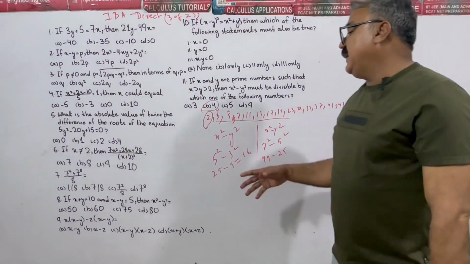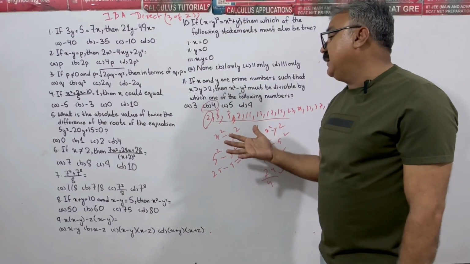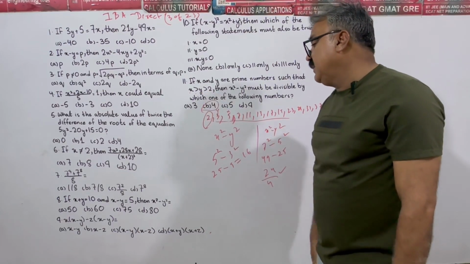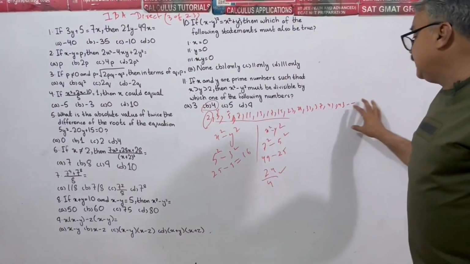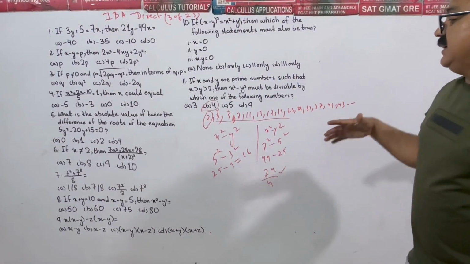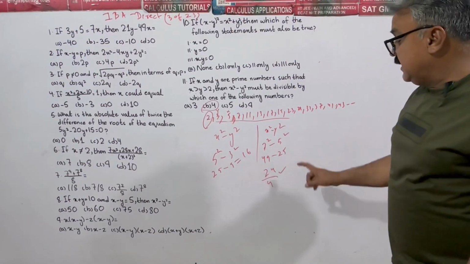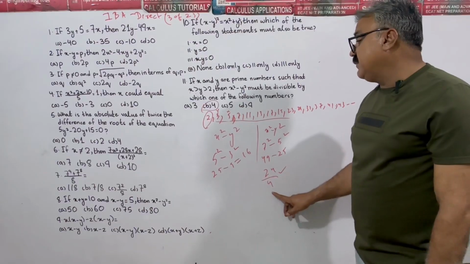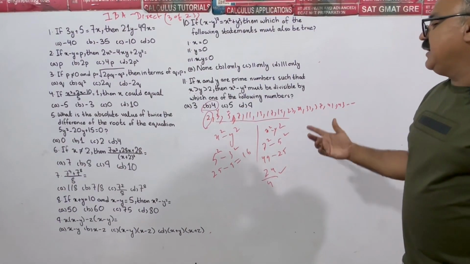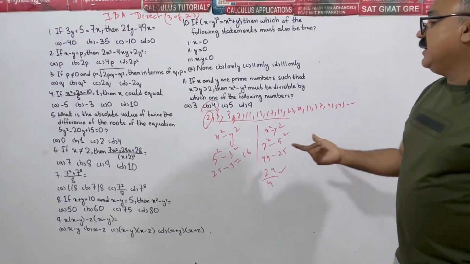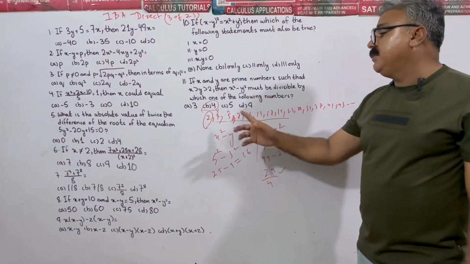This means if x and y are both prime and neither of them is equal to 2 or 1, then we have to take odd prime numbers. These are the list of some first prime numbers. Take any two; the difference of their squares must be divisible by 4. Whatever you choose, x is greater than y, both odd and prime, then it must be divisible by 4.